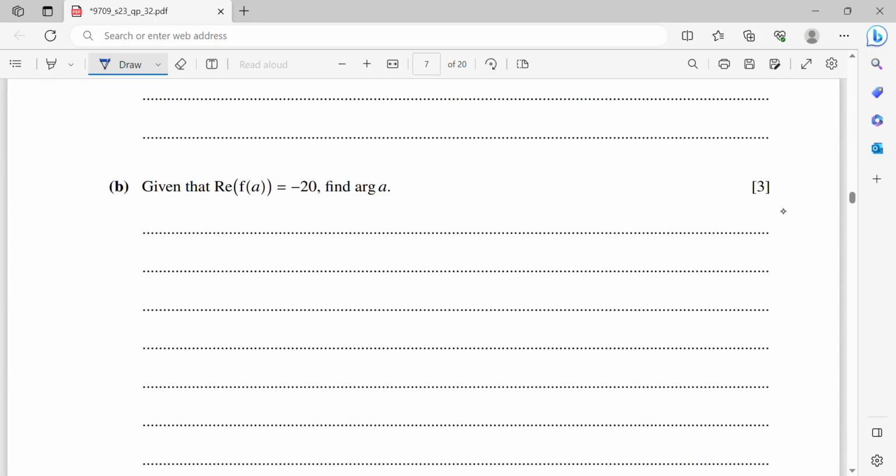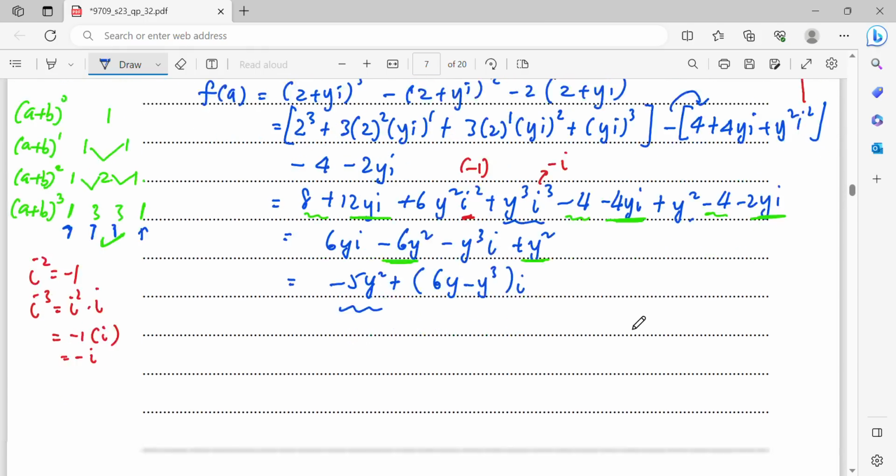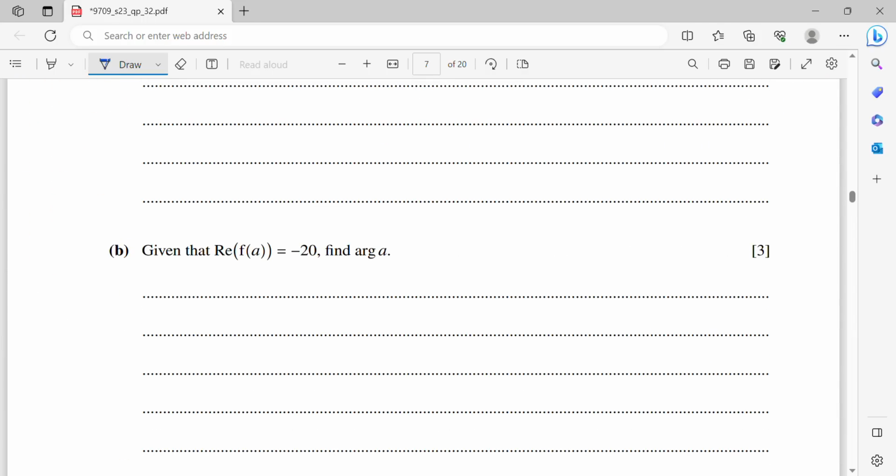Now B, given real part of the FA is negative 20, find argument A. So now we have to refer back to the FA just now. So this is your FA. Obviously your real part is negative 5y squared. So I will write negative 5y squared equals negative 20. Therefore, your y squared is 20 over 5, which is 4. Hence, your y will be plus minus 2.